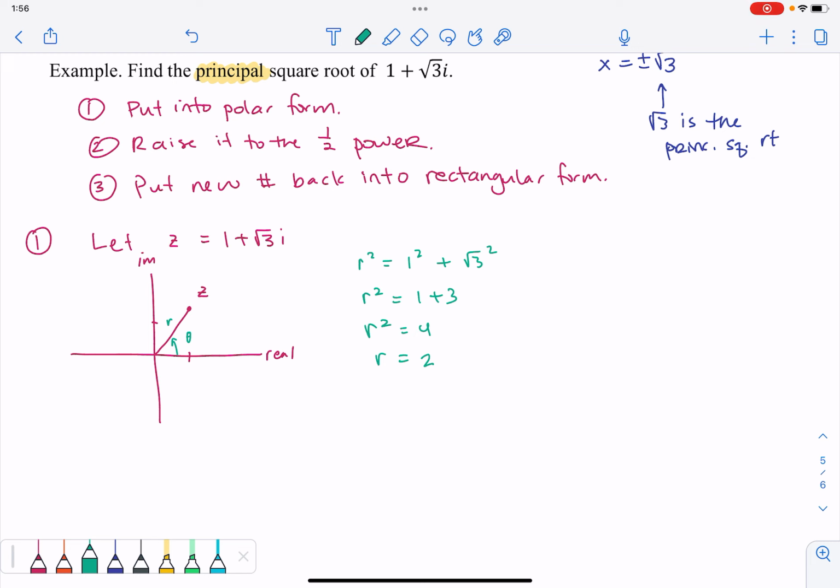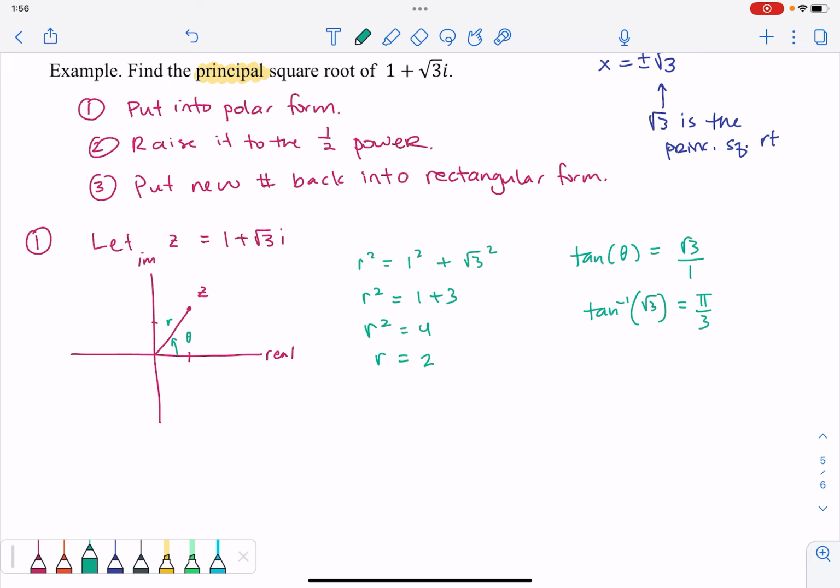Okay, so how about my theta? Well, tangent of theta I know is just vertical over horizontal, so root 3 over 1. And so tan inverse of root 3, that's a nice unit circle number. So this is just pi over 3, and that is in quadrant 1, so I'm good. But why not say negative 5 pi over 3 or something like that? Why wouldn't I pick that angle?